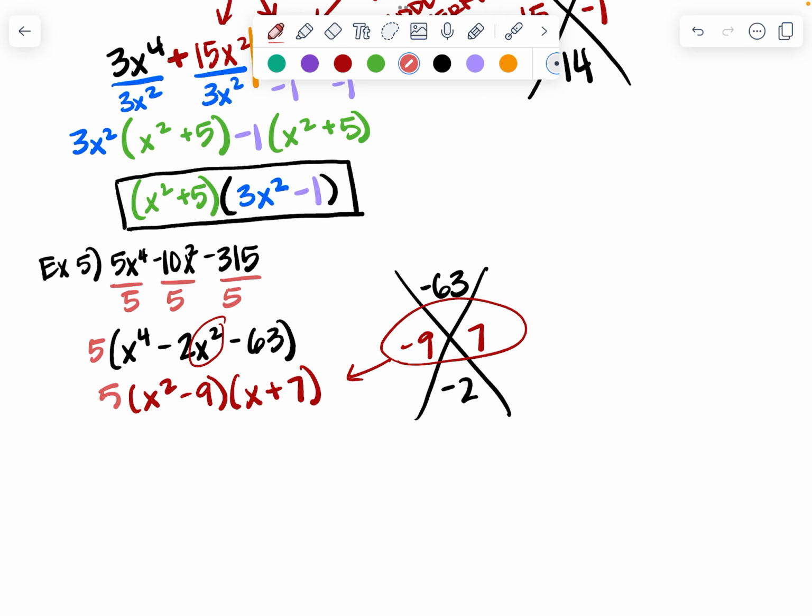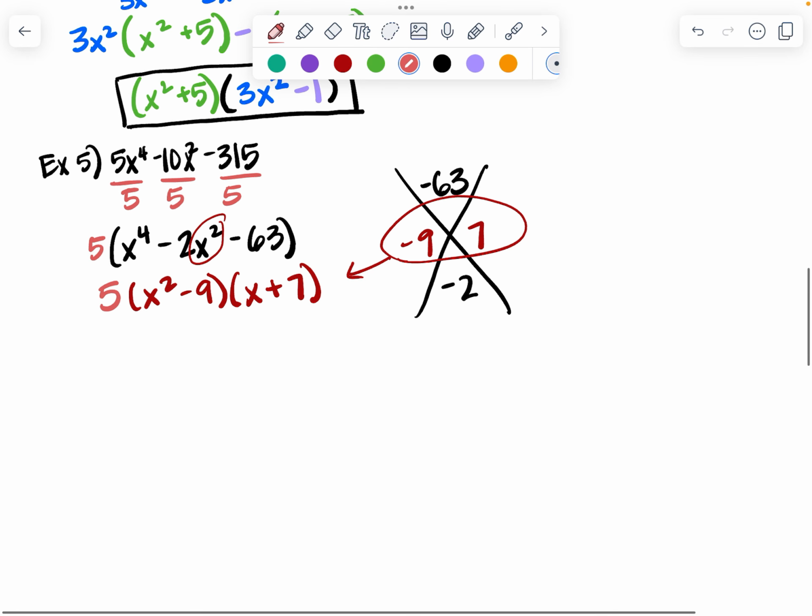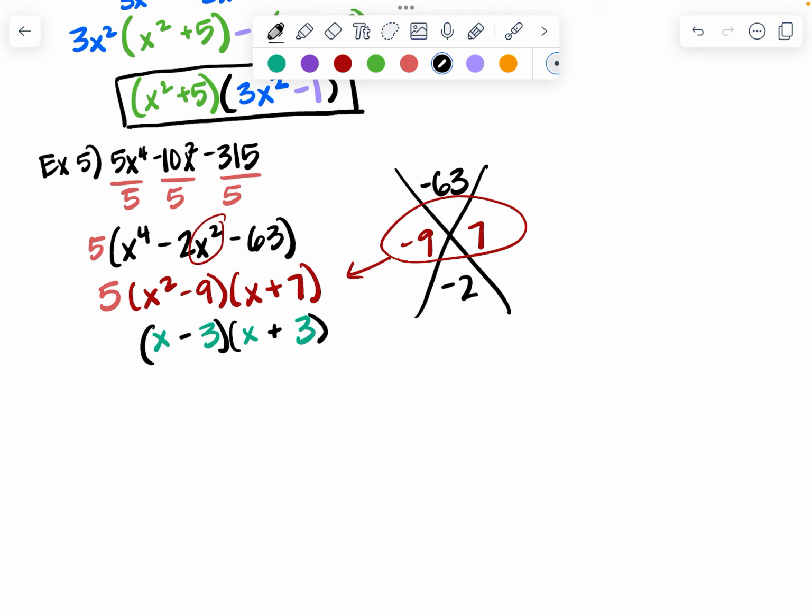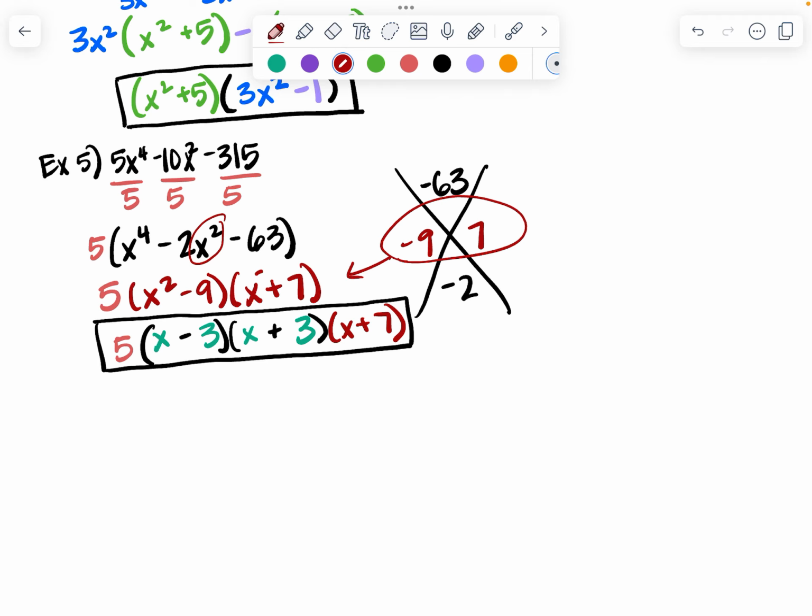Bring down the 5, and now we have a difference of squares. x squared minus 9 can be broken down to x and 3. Oops, that should be a plus. Okay, and then we still have x plus 7 and 5. So just make sure you're keeping all the parts to it and you're not leaving anything out. Oh, I apologize, that should be x squared.